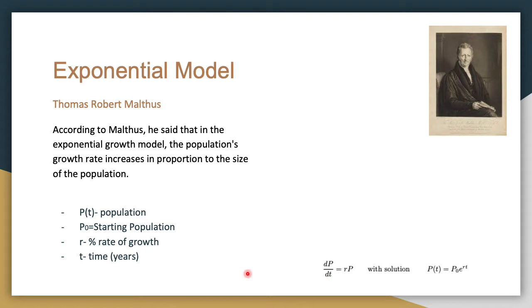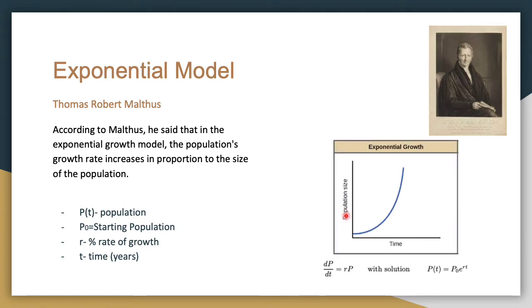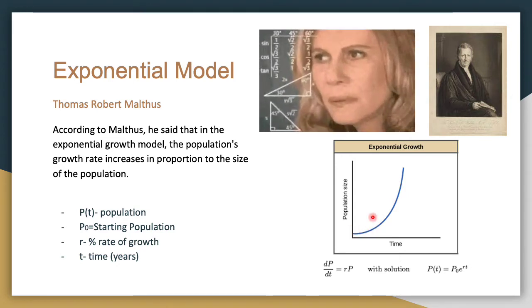According to Malthus, in the exponential growth model, the population growth rate increases in proportion to the size of the population. By the name of this modeling type, you guys can infer that the graph would look something similar to the exponential graph. As we can see, as the time is increasing, the population is increasing as well, meaning that this is exponential growth. However, what happens if we run out of resources? I bet this lady is thinking the same thing.